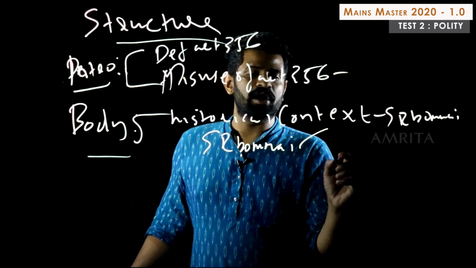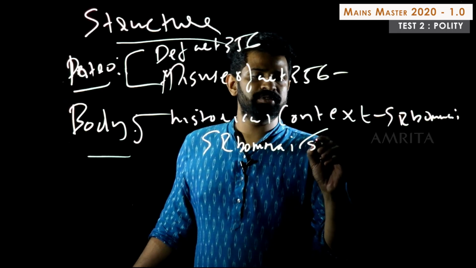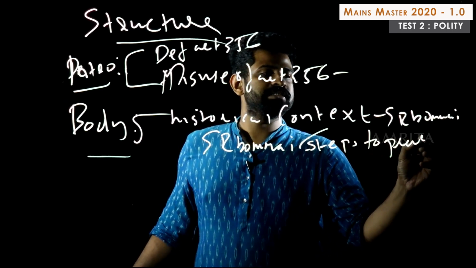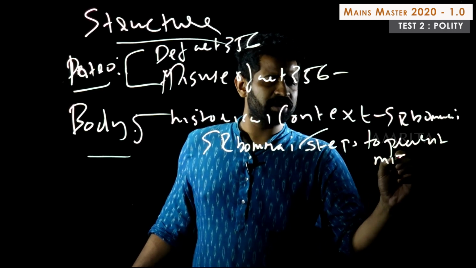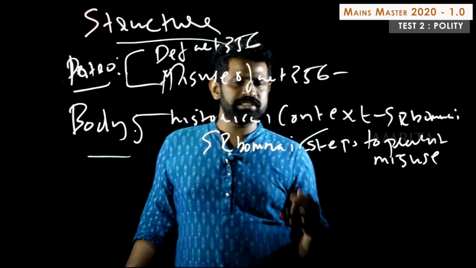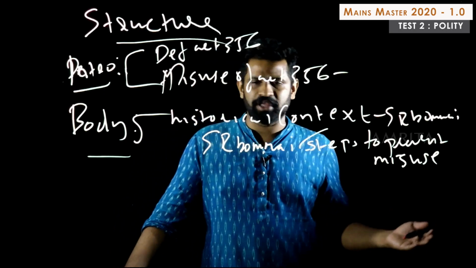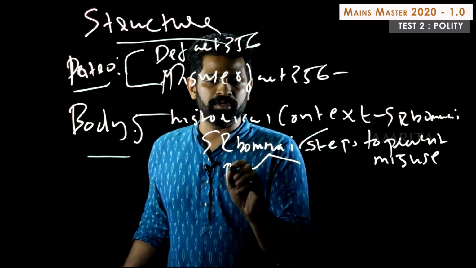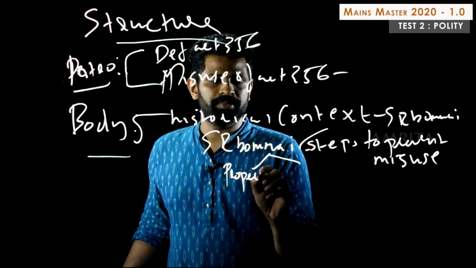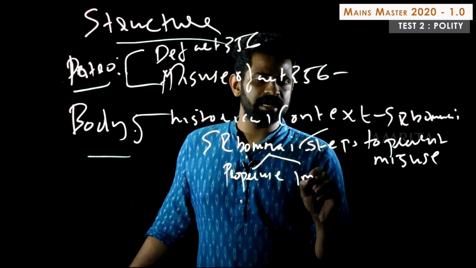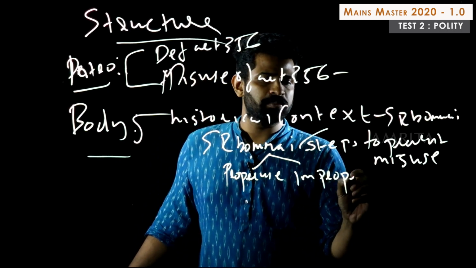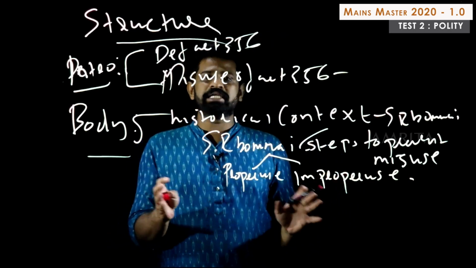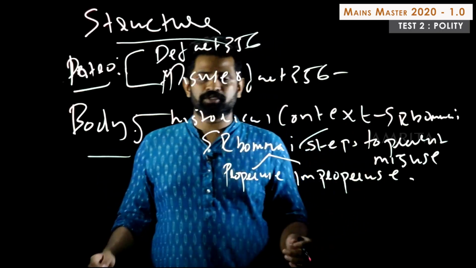It gives out concrete steps to prevent misuse. You list a few of them, not all of them. There are so many points there, so you just have to list down some of the important ones, such as S.R. Bommai citing both proper use of 356 and improper use. Those are the points you have to mention. Up till here, like I said, is the run up to the answer.